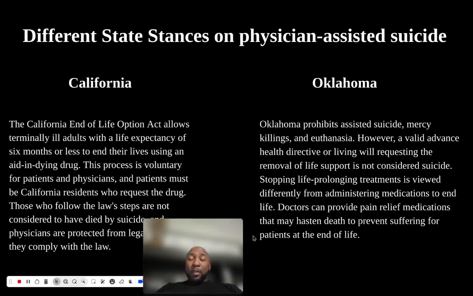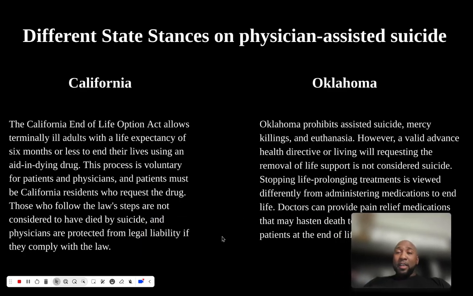Anyways, doctors can provide pain relief medications. They may hasten death to prevent suffering for a patient at the end of life stage.